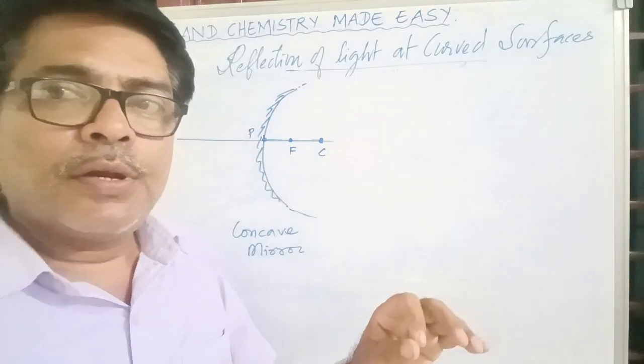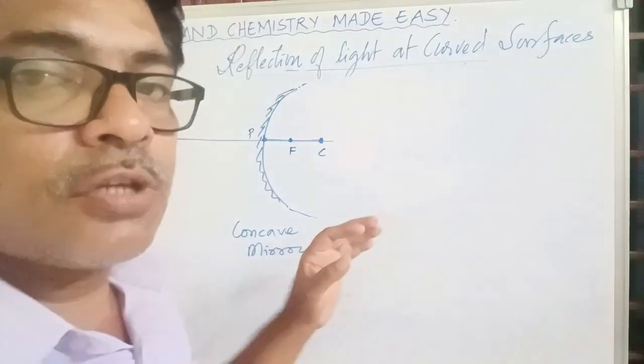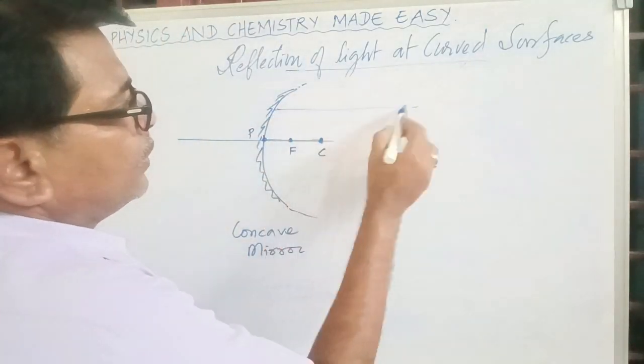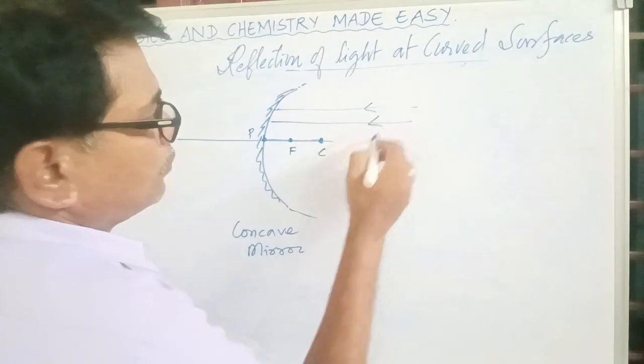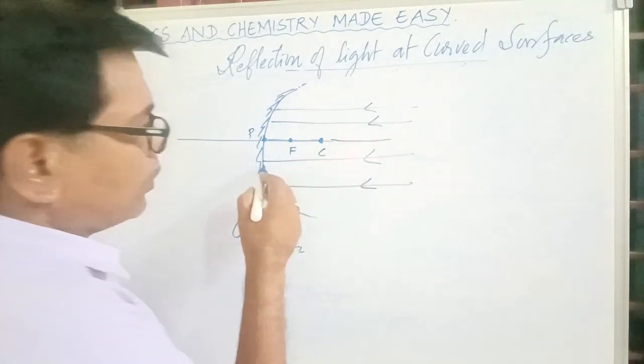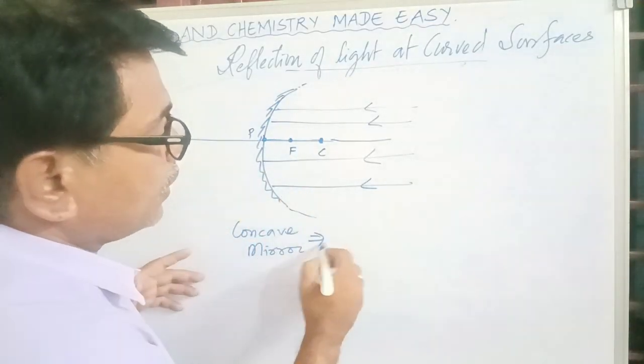Each spherical mirror has its own working style. The working style of a concave mirror is this: light that is coming from a long distance, when it falls on the concave mirror, the working style of a concave mirror is to converge the light.